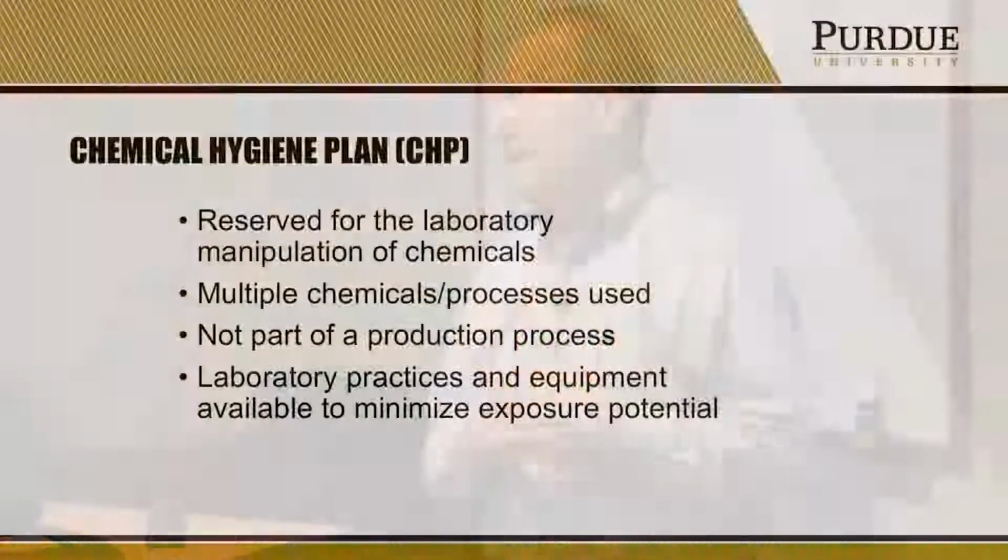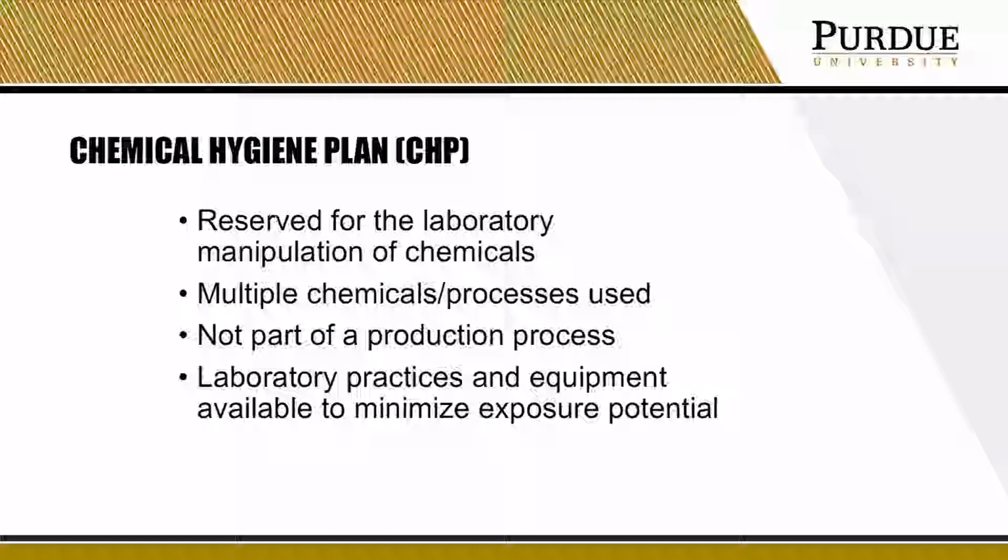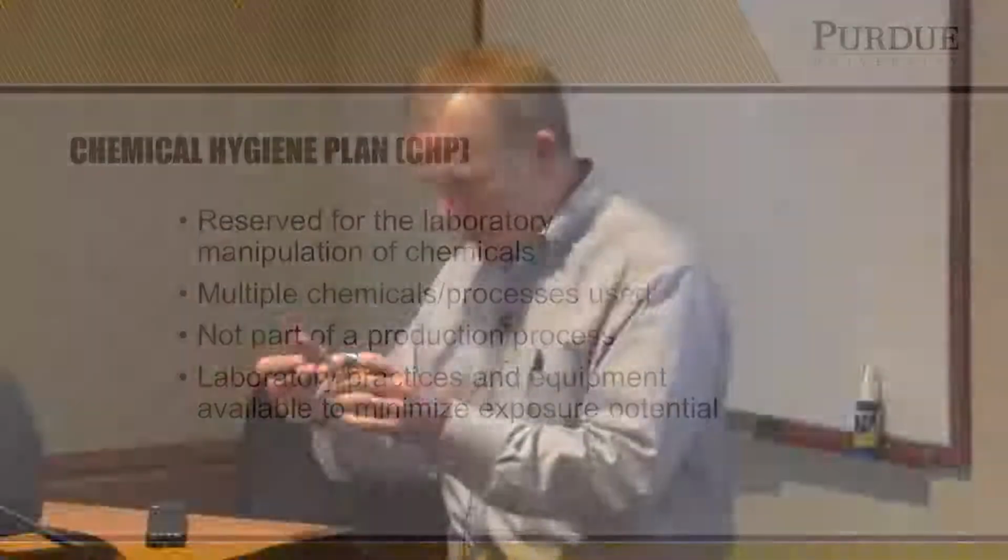Chemical hygiene plan. It's reserved for the laboratory manipulation of chemicals. That's sort of broad, but if you think about it, a bunch of chemicals, pouring, making, diluting, aliquoting, all that kind of stuff. Or there are multiple chemical processes used, but it's not part of a production process. So glue number 1, glue number 2, or whatever.